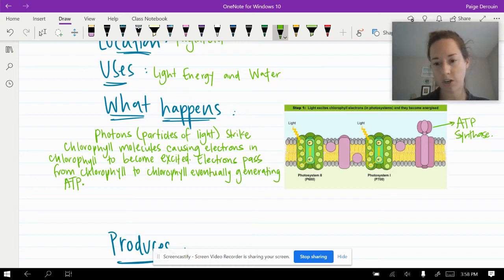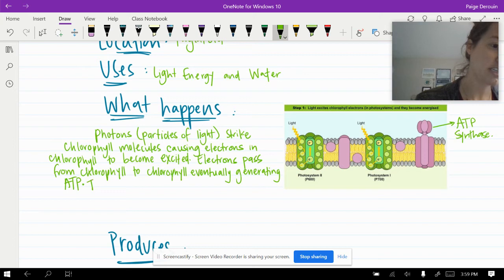As the electrons pass, they generate enough kinetic energy, kind of similar to what we talked about with transport. They create a gradient of energy. And then they create enough energy that they can create ATP by combining a phosphate group to an ADP. Basically, what you need to know is that the electrons passing creates the energy that is then trapped into ATP. Also, what happens with this light situation is that water is split.